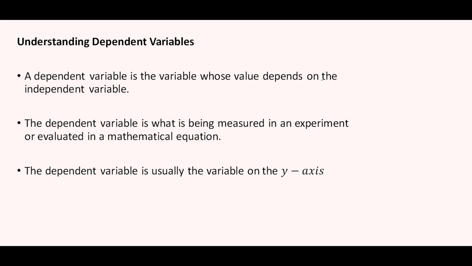Now, using the same example, let's look at what a dependent variable is. A dependent variable is one whose value depends on the independent variable. So what this means is that the dependent variable changes only when the independent variable changes. So here, the dependent variable is what we're measuring. So for example, if I use the same example I had earlier, we have time spent traveling, and then we have distance traveled.